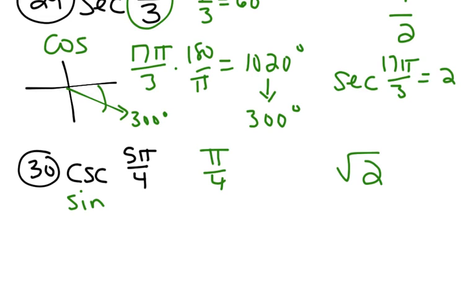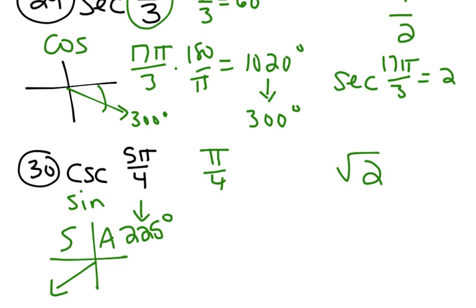Well, what quadrant is 5 pi over 4 in? You can turn 5 pi over 4 into a degree measure, and you're going to find out it's the same as 225. So it's in quadrant 3. Are signs positive or negative in quadrant 3? All students take calculus. They're negative.